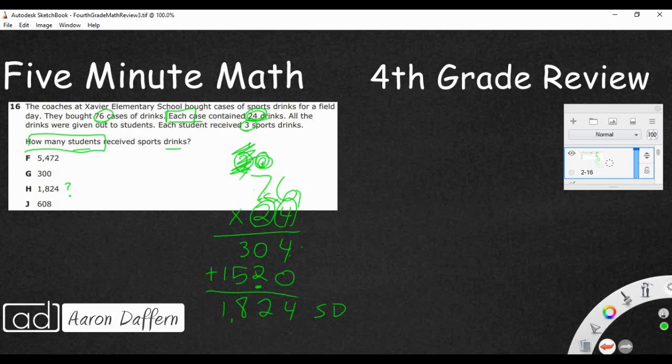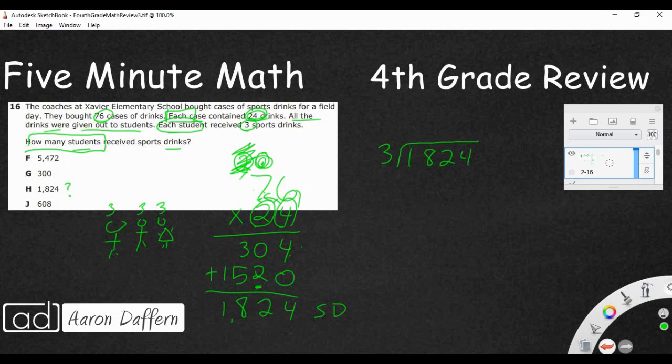All we know about the students is that all the drinks were given out, so there's nothing left over, and that each student received 3. So this student received 3, and this student received 3, and this student received 3, until we are out of sports drinks. So really what I'm doing now is dividing. We multiplied first. Now we need to hand out the 1,824 sports drinks in groups of 3 until we are all done.